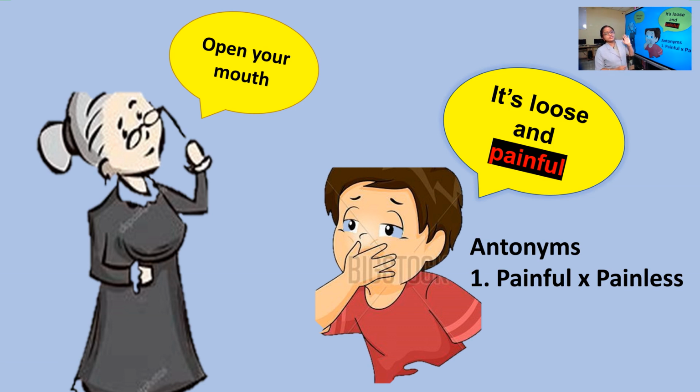Okay. So what does he say? It's loose and painful. I have pain on my tooth and it seems to be very loose and it's very painful. Okay. Now what does the aunt say? Come on, open your mouth. Let me see. She wants to check his mouth. Open your mouth, Tom.